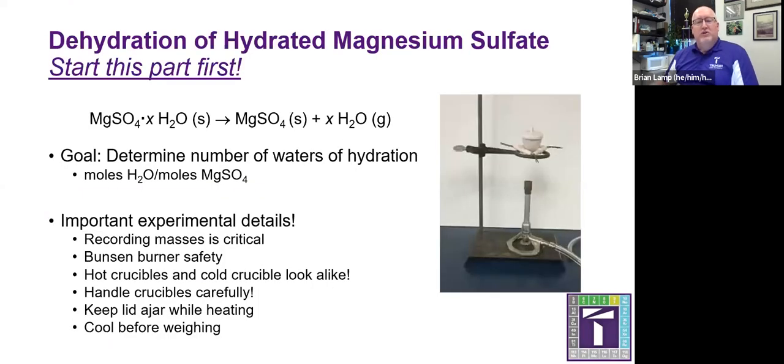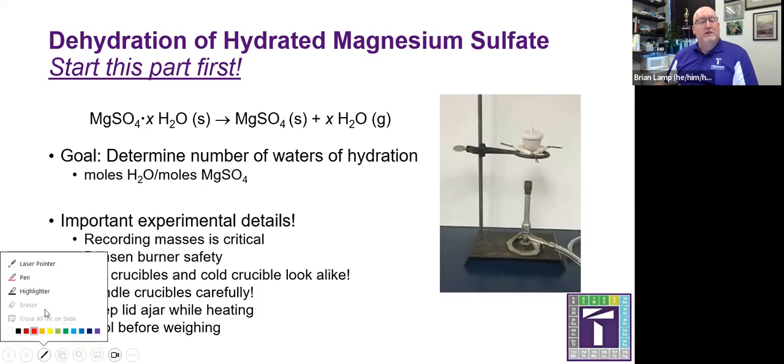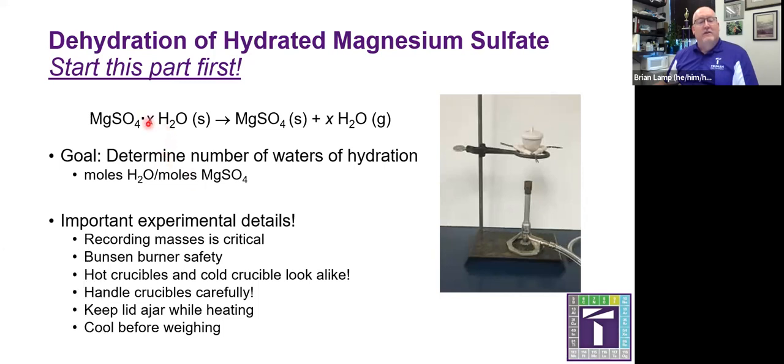But we're also going to do a quantitative analysis where we're going to try and figure out how many water molecules are associated with each formula unit in a particular salt. And the salt that we're going to use is magnesium sulfate, or hydrated magnesium sulfate. You might be familiar with this as Epsom salts. Epsom salts are hydrated magnesium sulfate. But we're not going to tell you right off the bat how many waters of hydration are present in that compound.